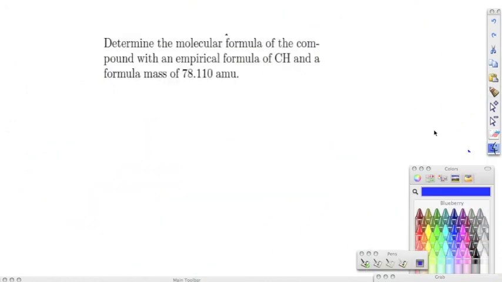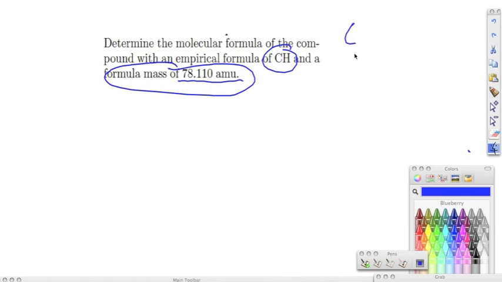All right, guys, moving on. It says determine the molecular formula of a compound with an empirical formula of CH and a formula mass of 78.11 AMUs. Since it's given us an empirical formula, it's pretty easy. We're given the formula mass, the mass of the molecular formula, so all we have to do is find the mass of the empirical formula. We have carbon and hydrogen, one of each.